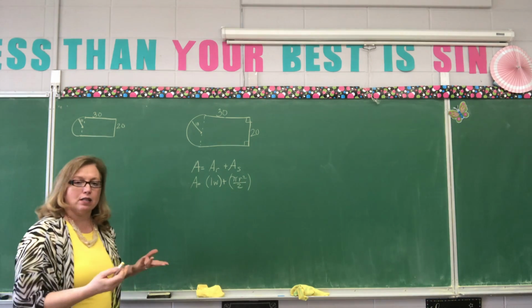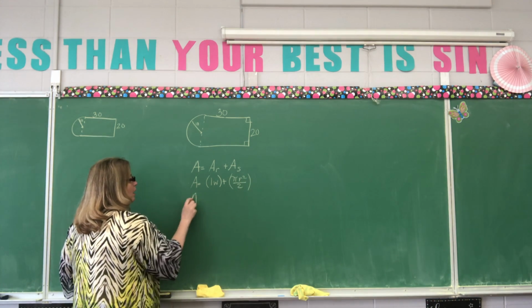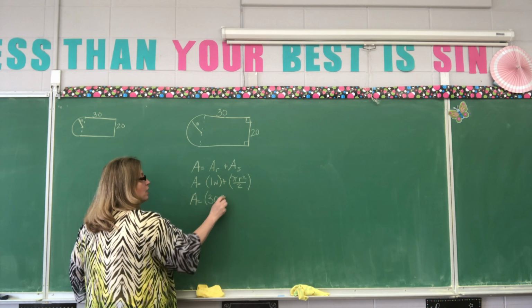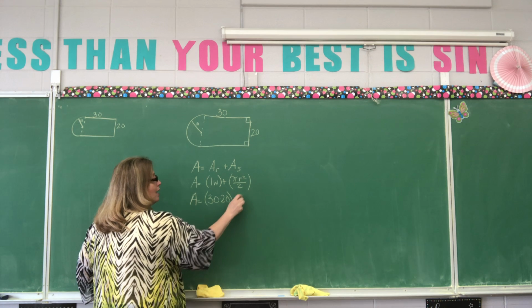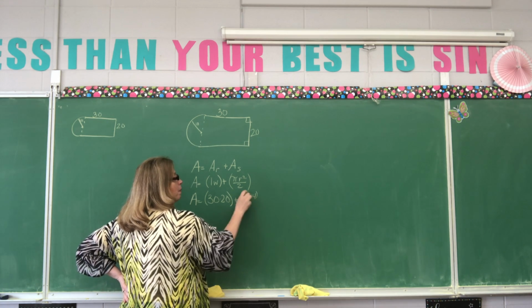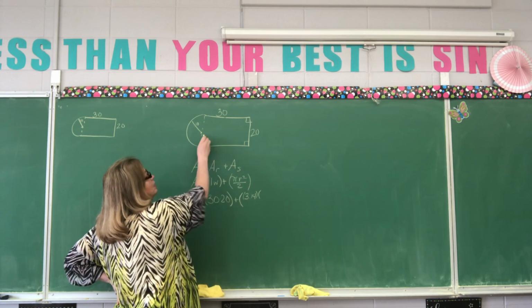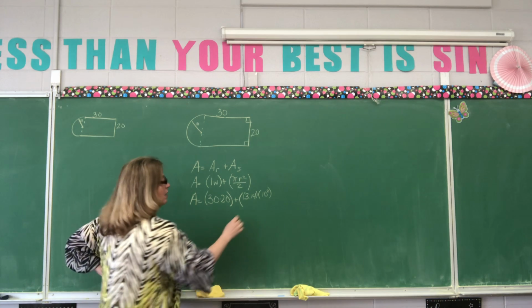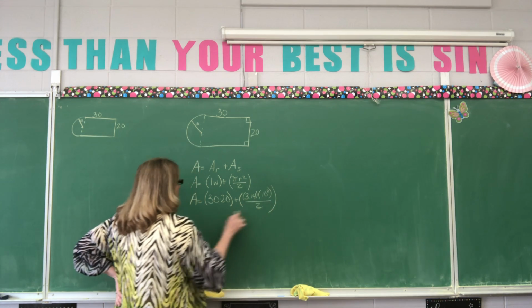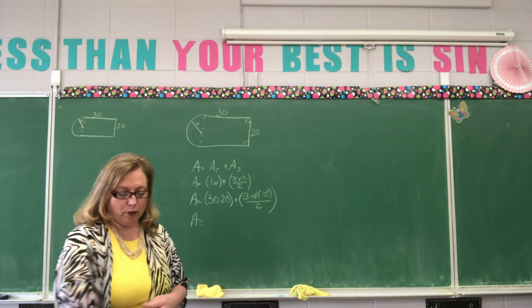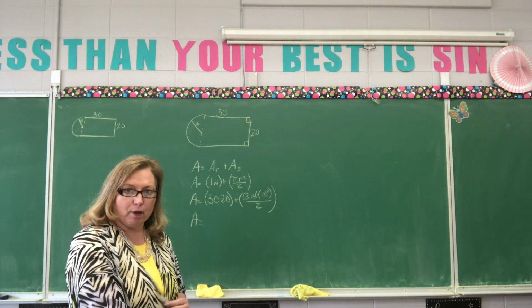Now let's go back and substitute our formula. Area equals length times width. It's going to be 30 times 20, plus pi, which is 3.14, times the radius, which is 10. But remember, we're going to square that radius and divide it by 2. So, when we come down to the next line, we're simply going to start solving our problem.